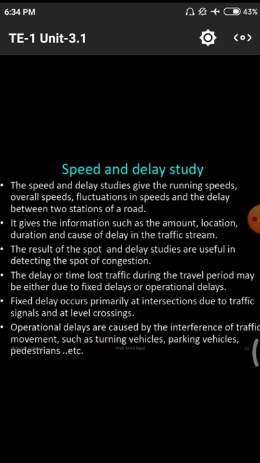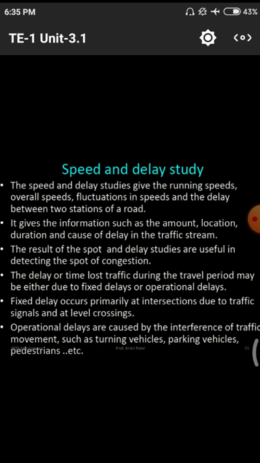Normally the managers and others move at a particular speed, the chairmen and others move at a particular speed, and the employees move at a particular speed, so that they reach their destination points. Likewise, students near the college buildings and others also move at a particular speed on those roads, so all of these are responsible for speed and delay studies.